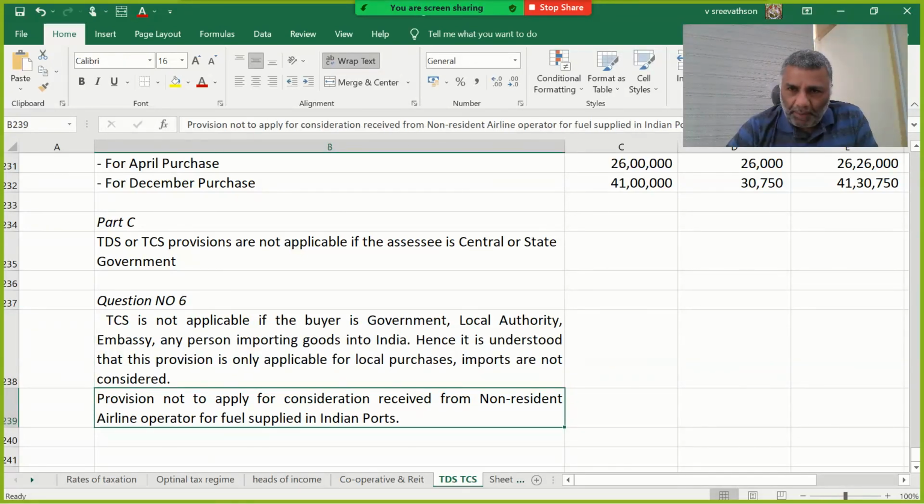So TCS is not applicable if the buyer is government, local authority, embassy, persons importing goods, and not applicable for non-resident airline operators. This is the TDS and TCS amendments. Even if it might be for 5 marks, 6 marks, I want you to sweep that 5 or 6 marks whenever the exams are.